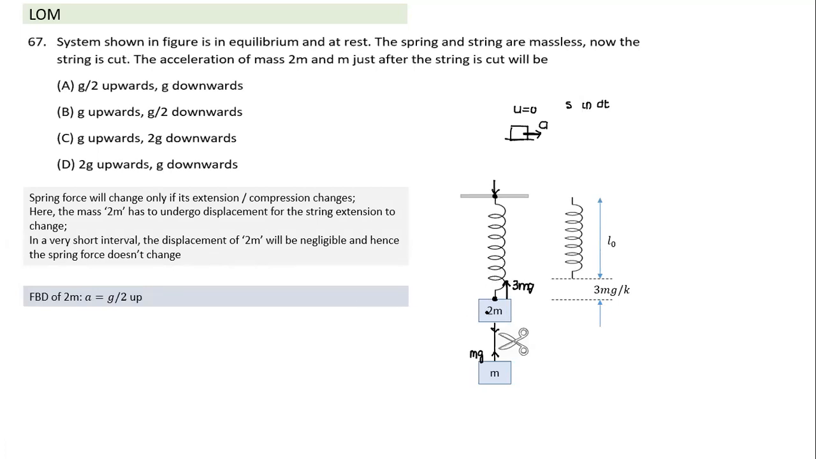So if we have to draw the free body diagram, how will it look? It will have two forces: the spring force, which will remain unchanged at 3 mg in a very brief interval, and gravitational force 2 mg downwards. So the net force is mg acting on mass 2m. So it will have an upward acceleration of g by 2. That's the acceleration. What about this block here? As soon as you cut the string, the force disappears. It will have only gravity acting on it. So it will have a downward acceleration of g. So this is the way to solve.